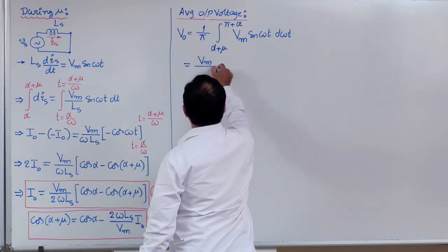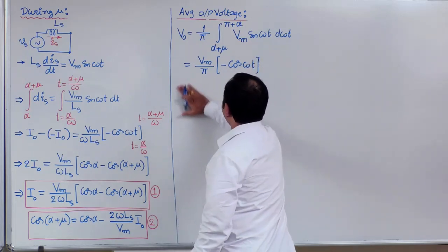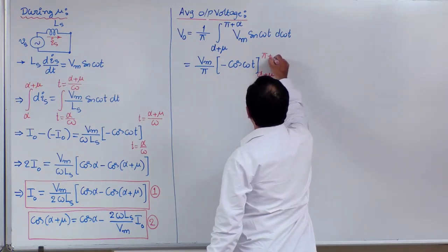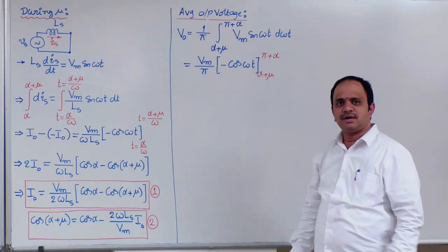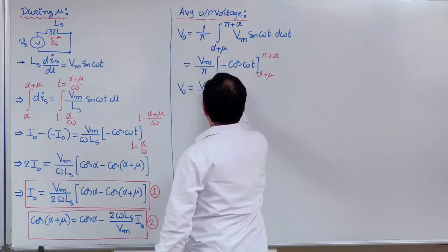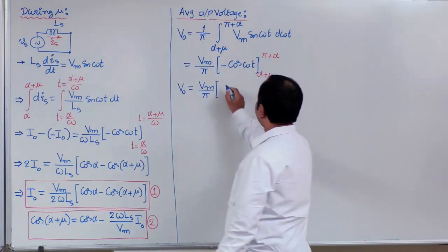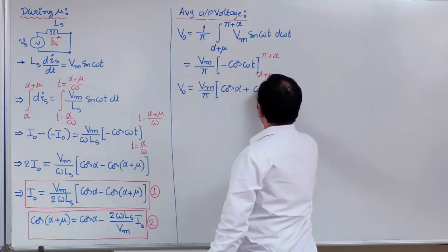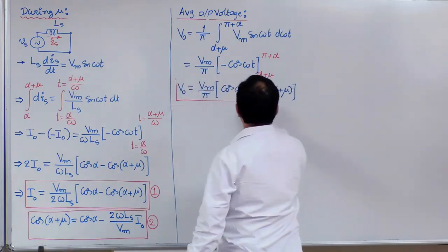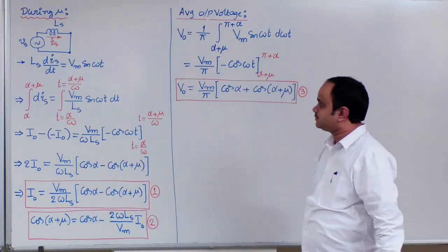Therefore, this can be further simplified as Vm by pi integration for sin omega t, which is minus cos omega t, with limits from alpha plus mu to pi plus alpha. Now this can be simplified as Vm by pi, upper limit minus cos of pi plus alpha, which is equal to cos alpha, minus of minus, plus cos of alpha plus mu. Let us call this equation number 3.